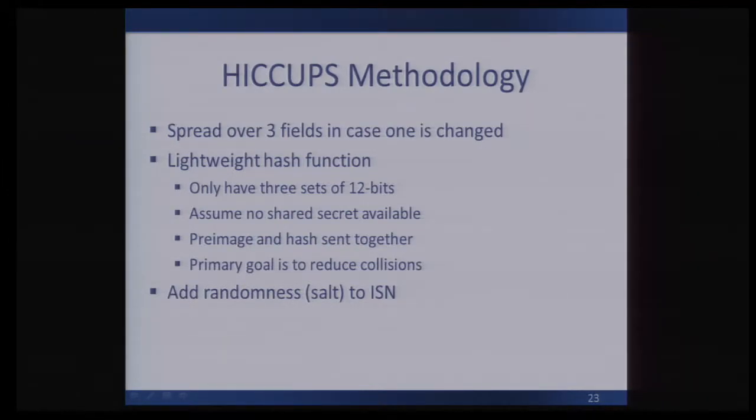In some of our early work, we found that you can't just rely on, for instance, the initial sequence number because there are quite a few boxes out there that translate that and change it. And so we also use a lightweight hash function because we really have a little bit of space. In our case, we only use three sets of 12 bits. So we use a lightweight function, and we also make the assumption that there's no shared secret available, so that we can work in the general case with anonymous hosts on the internet.